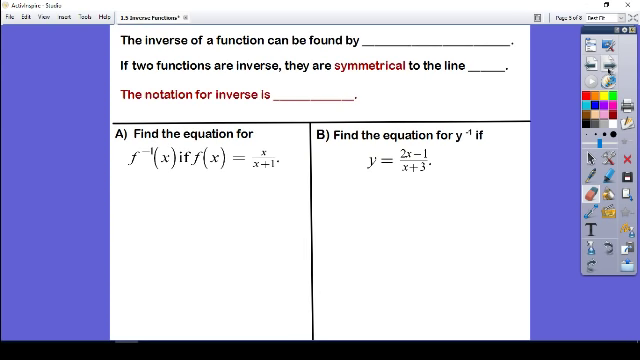Moving on. All right. The inverse of the function can be found by switching the x and the y values. So you have to switch the y and the x values. So you switch the x, y values. All right. Then you would solve for y. Solve for y after you make the switch.